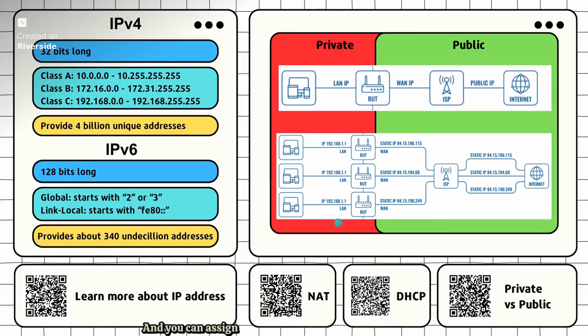And you can assign the private IP to your devices by manually typing it in, or you can allow the router to do it automatically by using DHCP. DHCP allows the router to choose from its available private IP range and then assign it to the devices. And you can learn more about private versus public IPs, DHCP and NAT by scanning these three QR codes.